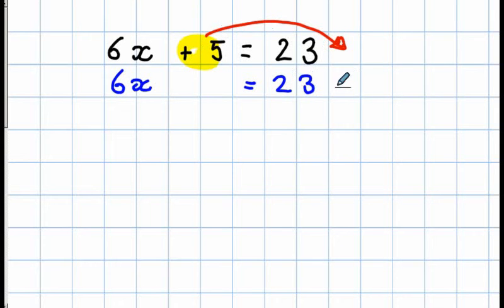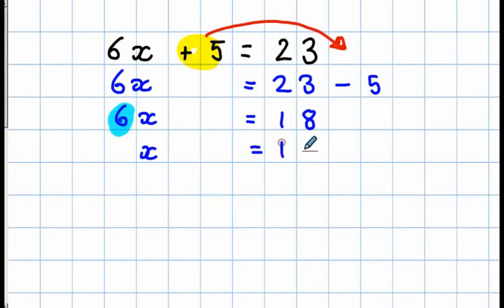But instead of being plus, it becomes take away. And to finish, what we do is we rewrite it, but work out the right-hand side. 23 take away 5 is 18. And then to finish the equation, I take the number in front of x, and I move it so it's underneath, not on top, but underneath the number on the right. And then, as in most cases it is an improper fraction, then change it. 6 goes into 18 3 times. But don't worry so much about that.